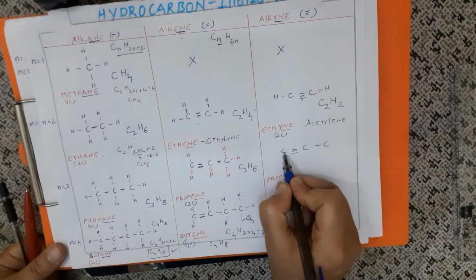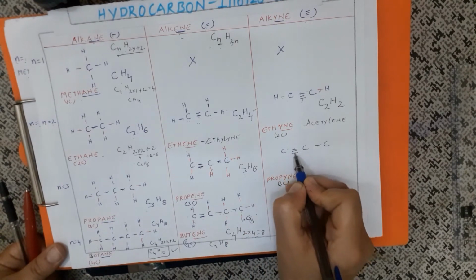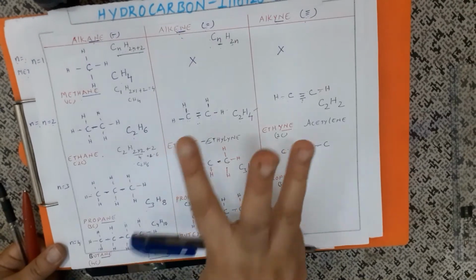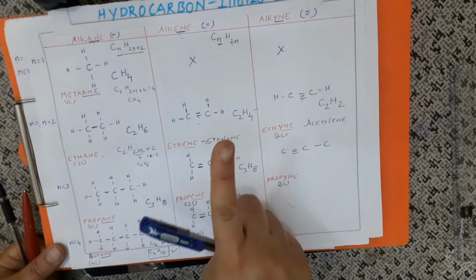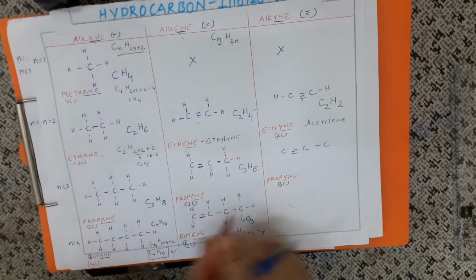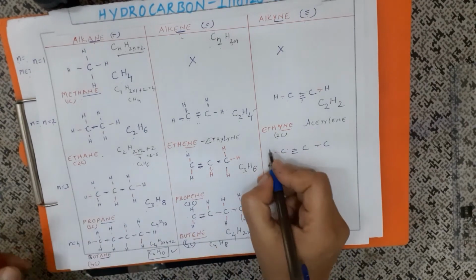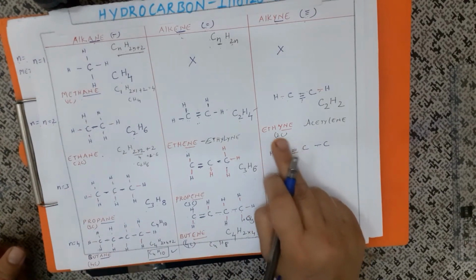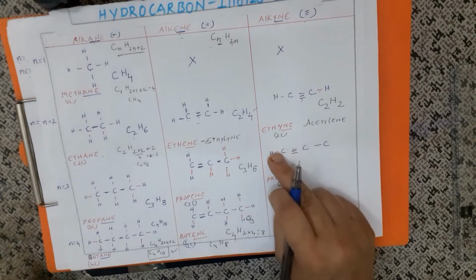Now let us start with the first carbon. 1, 2, 3. 3 are satisfied. Out of 4, 3 are satisfied. Still how many more remaining? 1. So that 1 will be linking with whom? With the hydrogen. So 4 satisfied, children? Yes, for this, 4 electrons are satisfied.